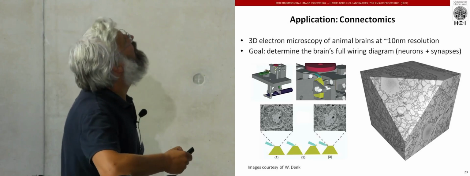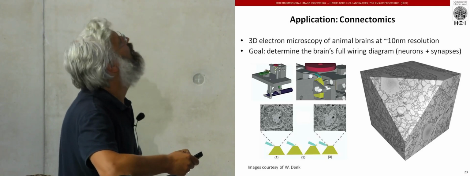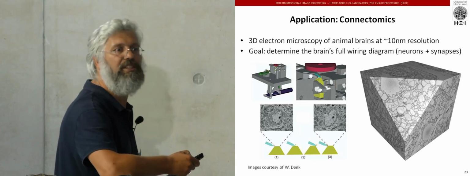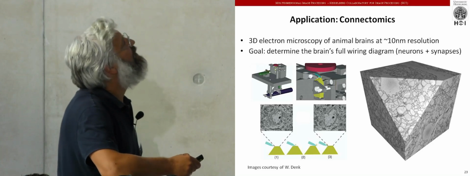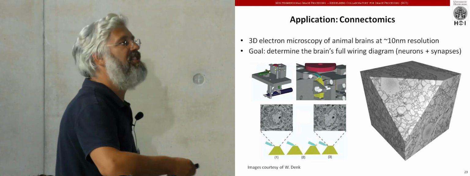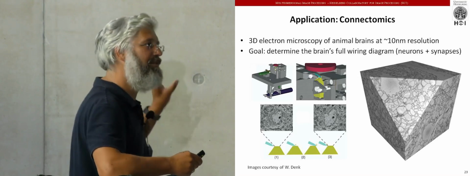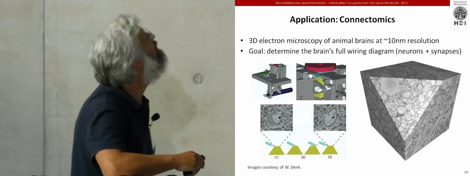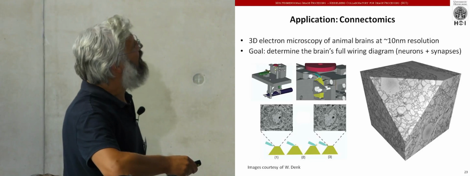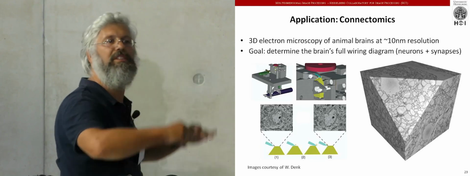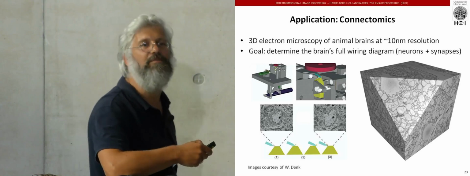So connectomics is where biologists use 3D electron microscopy of animal brains at around 10 nanometer isotropic resolution, or maybe anisotropic, depending on the method. And the goal is to determine the brain's full wiring diagram. So the neurons and the synapses and who's talking to whom. Of course, first you start with small brains like flies, and then go to bigger brains. One method is you picture the surface and then cut off the surface and then picture again, and you do this for a few months and collect several terabytes of data.